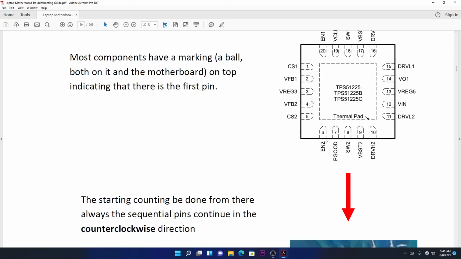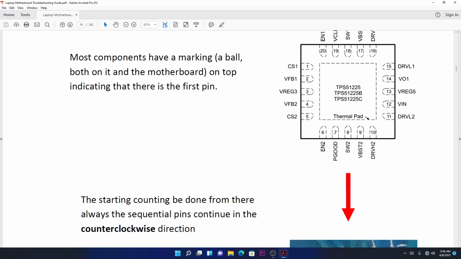Pin number 6, we have EN2, enable. This is on, telling you that the power rail number 2 is on. In our example, 2 is 5 volts, meaning when you are diagnosing this chip and you are not sure whether the problem is the chip or something else, you should have this enable 2, meaning power rail number 2 is on.